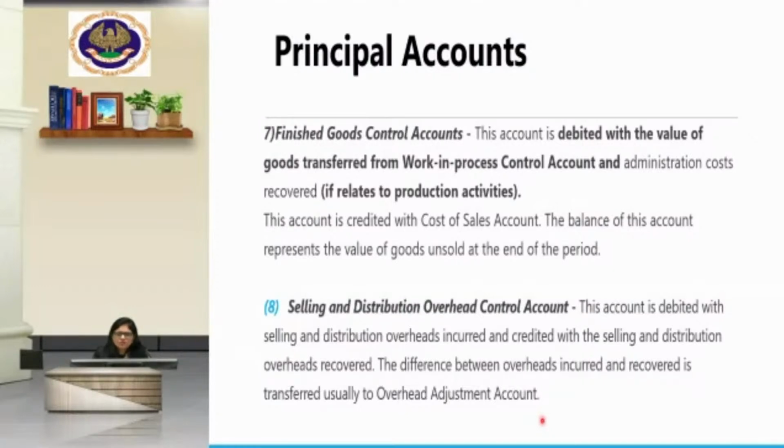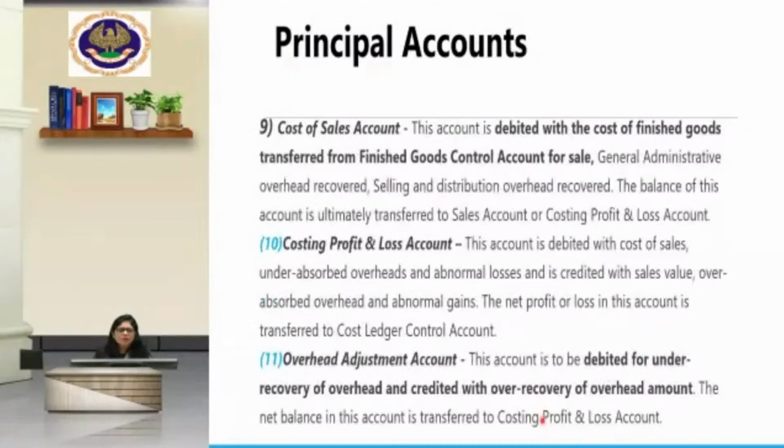Selling and distribution account will be debited when it is incurred and credited when it is absorbed, and it is transferred to cost of sales account. So cost of sales account will be debited with the cost of goods transferred from finished goods to cost of sales. Clear? And general administration overhead or selling and distribution overhead. If any admin overheads are also absorbed to cost of sales, it will be transferred here. Selling and distribution is always transferred to cost of sales only. So it will be ultimately transferred.